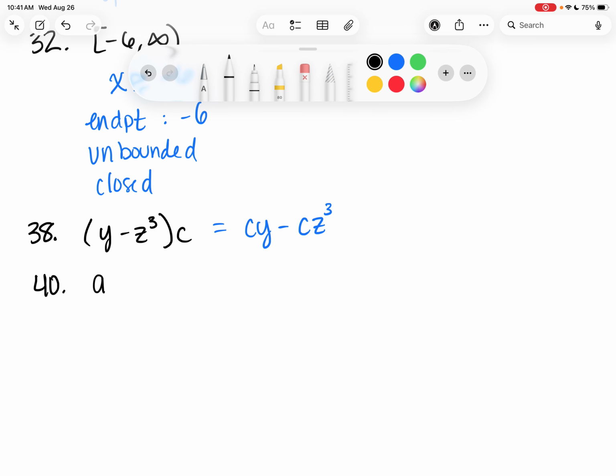40. We're working the opposite way this time. A cubed z plus a cubed w. So in this case, we're factoring it out. Would it just be a cubed and take it out? Yep. It would be a cubed times z plus w. And the a cubed can either go in front or behind.